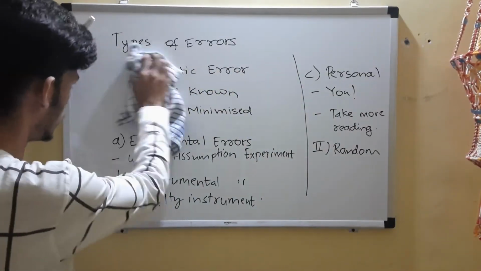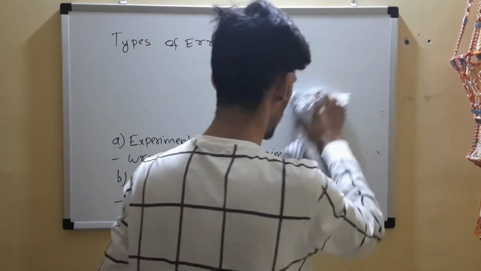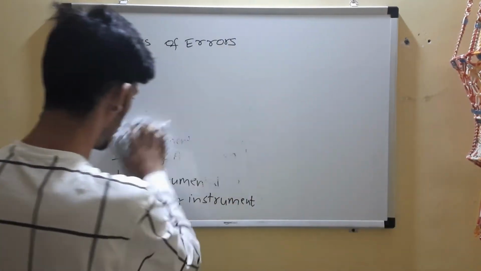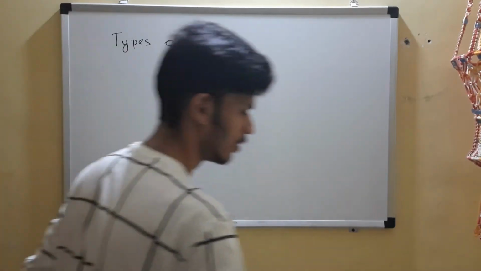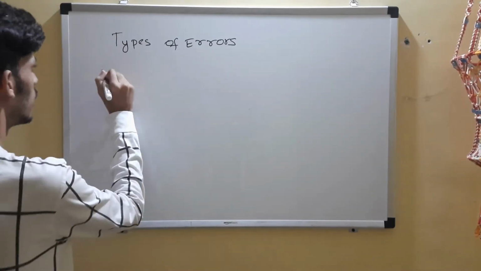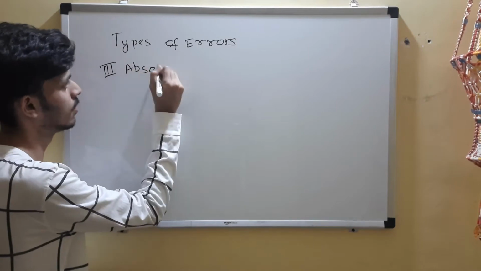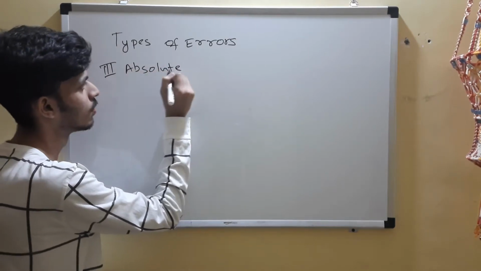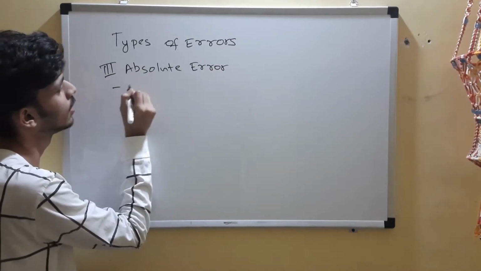Now let's speak of something more important. What was that? First was systematic, second was random. So third is absolute error. What is this absolute error? Now I will define it.